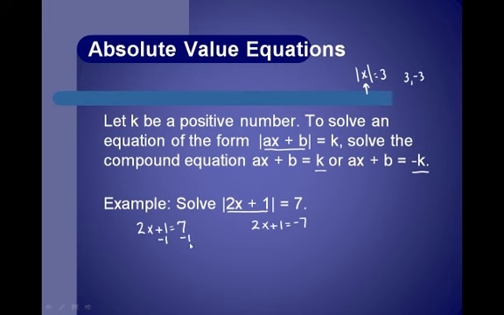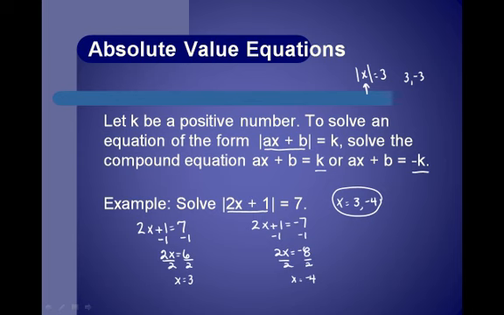So for the first equation, we're going to subtract 1. So we get 2x is 6. Divide both sides by 2. And we get x is 3. For the second equation, we get minus 1 on both sides, so we get 2x is equal to negative 8. Divide both sides by 2, so x would be negative 4. So our solutions are x is 3 and x is negative 4.